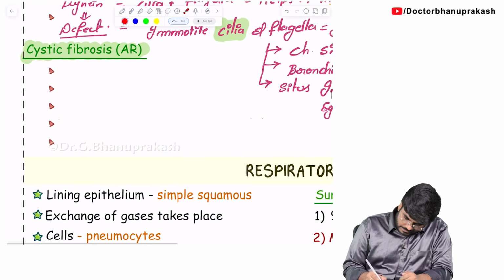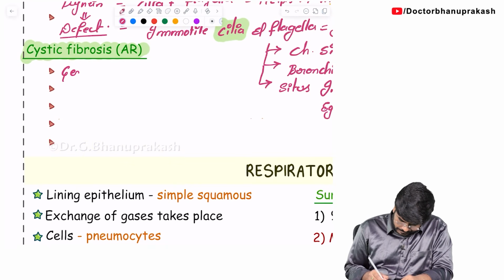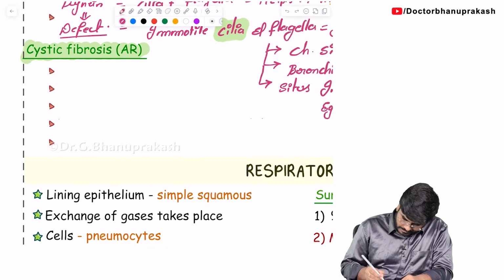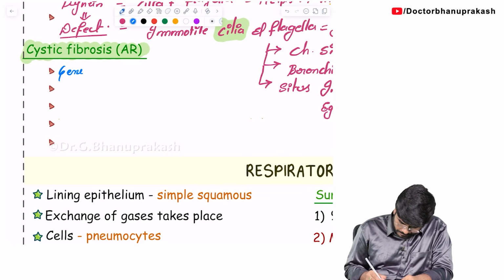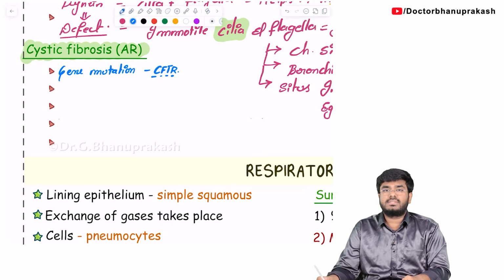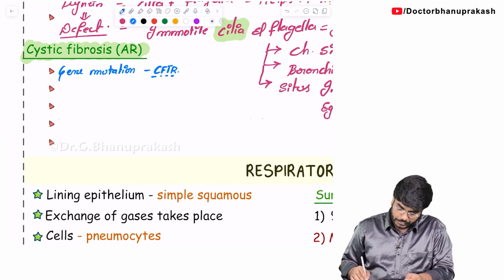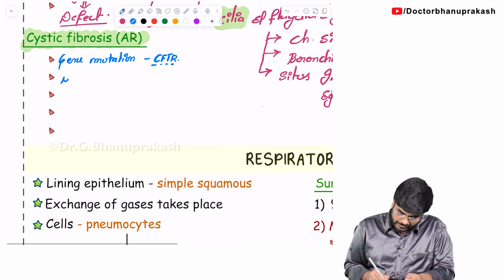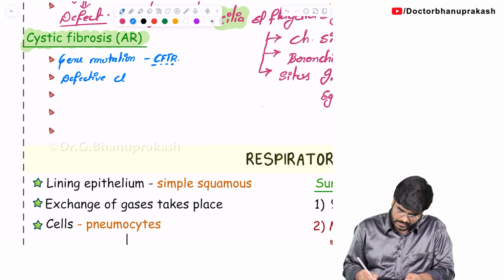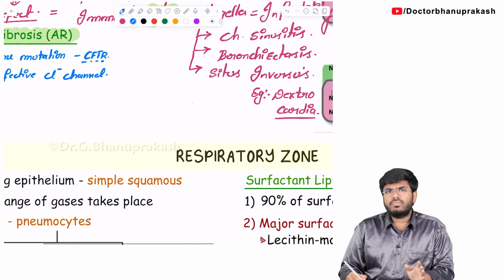What is the problem? Let me tell you. In cystic fibrosis, there is a gene mutation. Which gene? The CFTR gene, the cystic fibrosis transmembrane regulator gene. The CFTR gene is mutated. Because of the CFTR gene mutation, there is going to be a defective chloride channel. So, what will happen, sir?